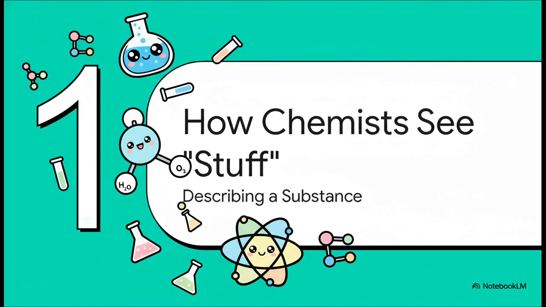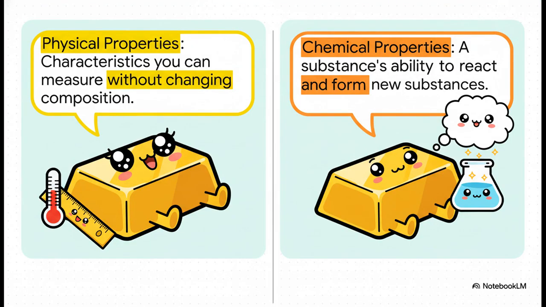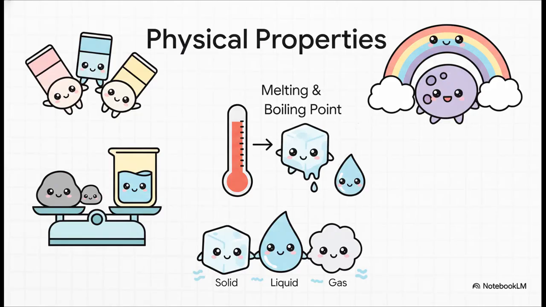Whenever a chemist looks at anything, a rock, that glass of water, even the air you're breathing right now, they start by asking two super basic questions to figure out exactly what it is. And it really all boils down to two categories: physical properties versus chemical properties. Think of physical properties like a substance's current stats on a video game character. It's what the substance is right now. Chemical properties, on the other hand, are all about its potential, what it could become if it gets into a reaction. So physical properties are anything you can see or measure without actually changing what the substance is.